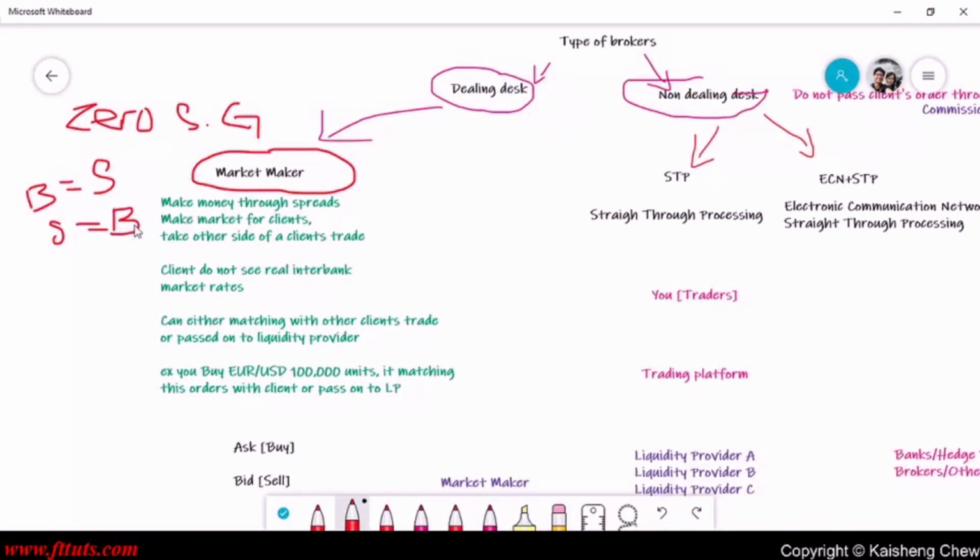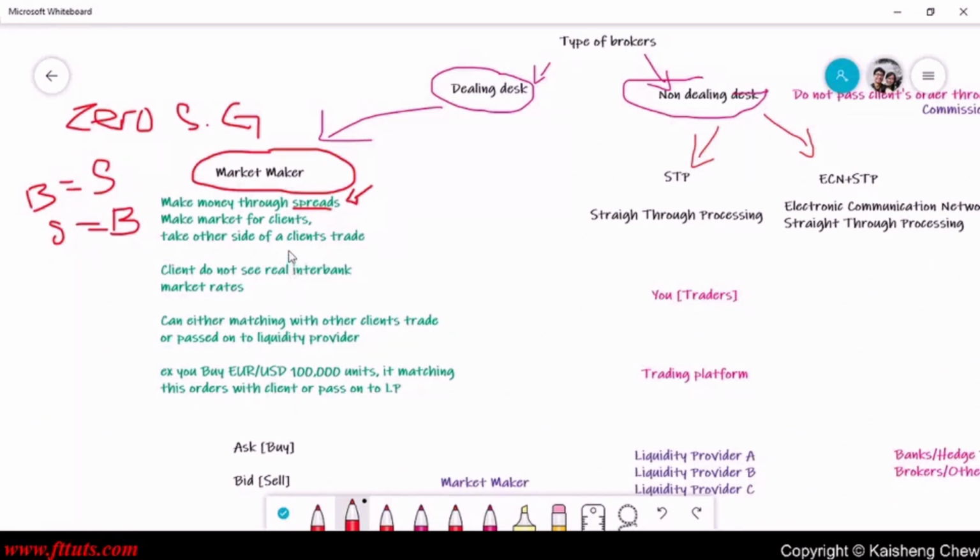But not to worry, because you may think, oh, they trade against me, meaning they are cheating, right? Actually not, they are just taking the other side of your order. If you want to buy, they will sell to you. If you want to sell, they will buy your orders. They also make money through the spread, like in the spread video. They make money through the markup, the spread. They take the other side of the client trade.